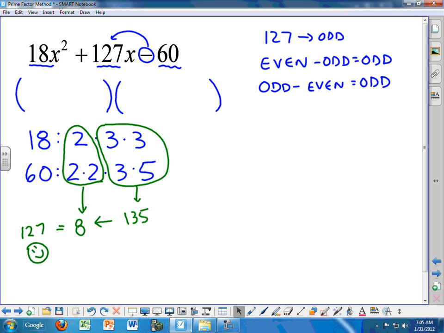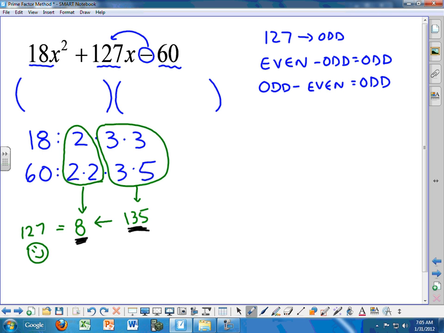So that's the first step, is to arrange your prime factors into numbers that can be grouped in such a way that we can get, in this case, 127 by subtraction. Of course, if this sign way up here were positive, then we would add. But in this case, it is subtracted, and so we will subtract for that middle term. In this case, we now have 135, and we have the 8.